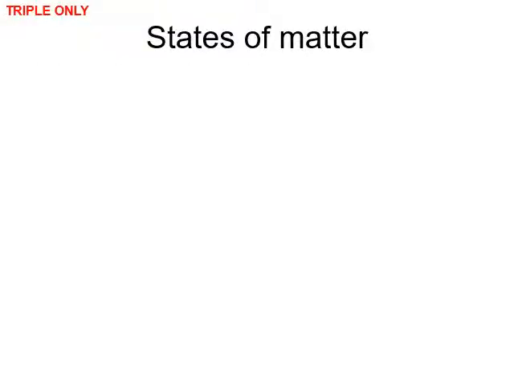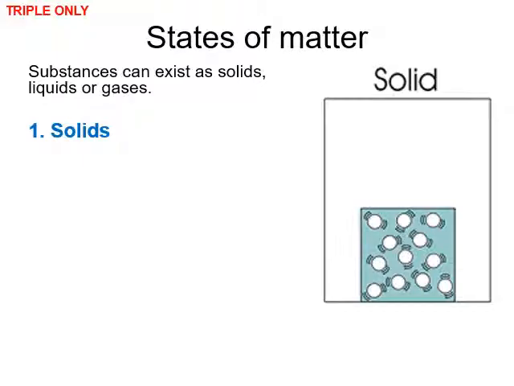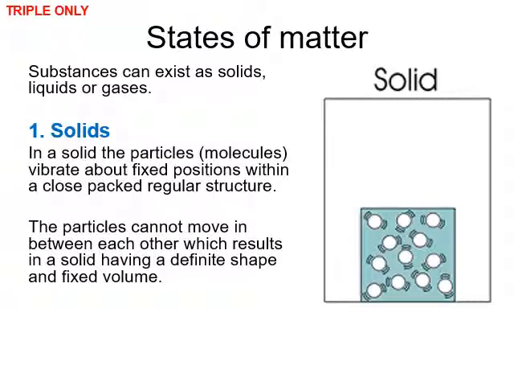So states of matter. As you now know, substances can exist as solids, liquids, or gases. In a solid, as you can see from the diagram here, the particles vibrate around fixed positions. They do move, but they just vibrate in fixed positions within a closely packed structure. So the particles are very close together. The particles therefore cannot move except in their vibrations. And this results in a solid having a definite shape and a fixed volume. So a cube of lead doesn't start wandering about.